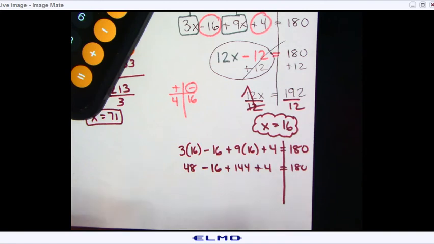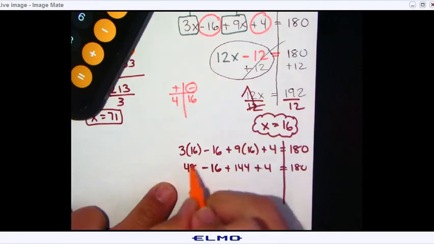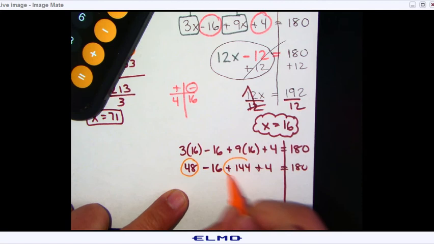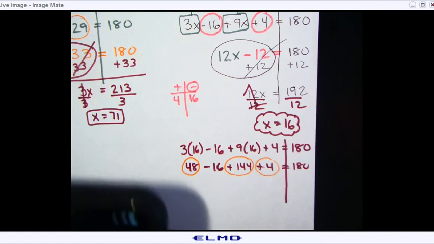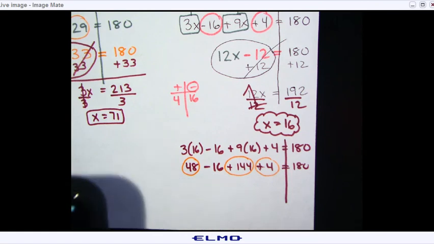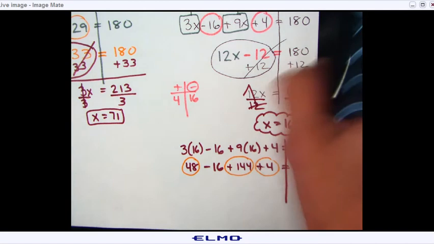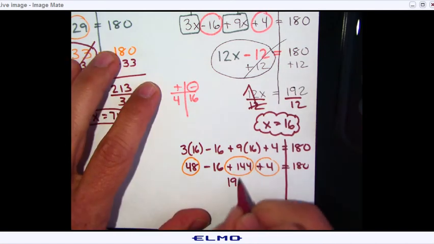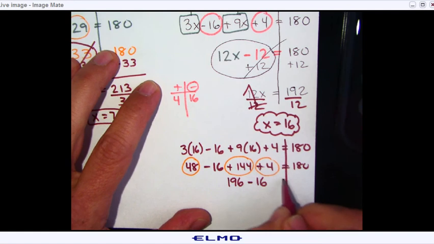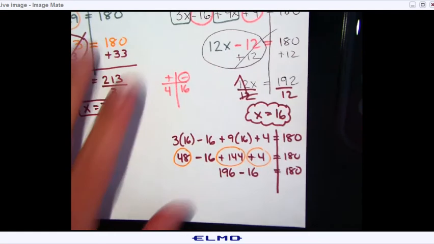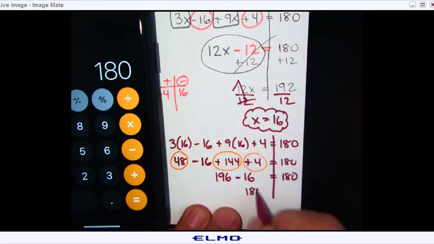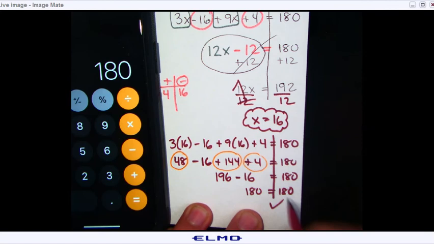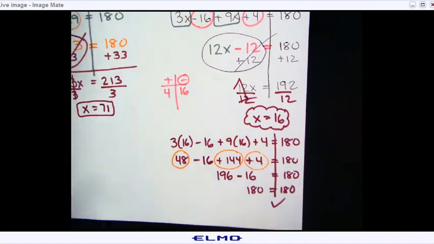All right, so I'm going to go ahead and add the positives together. I'm going to add 48 plus 144 plus 4. Those are all my positives. So 144 plus 4 plus 48 equals 196. So 196 minus 16 should equal 180, right? And what's 196 minus 16? Yep, it balances. It balances, and that's why x is 16, because it makes the equation balance.